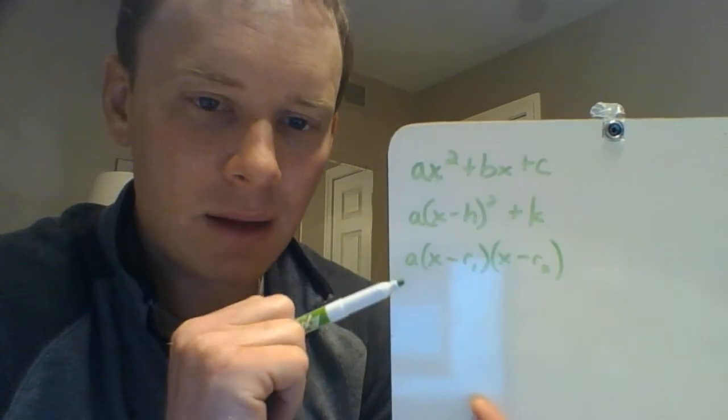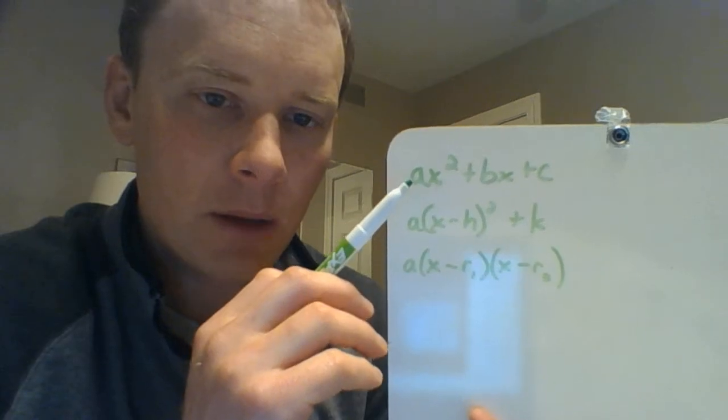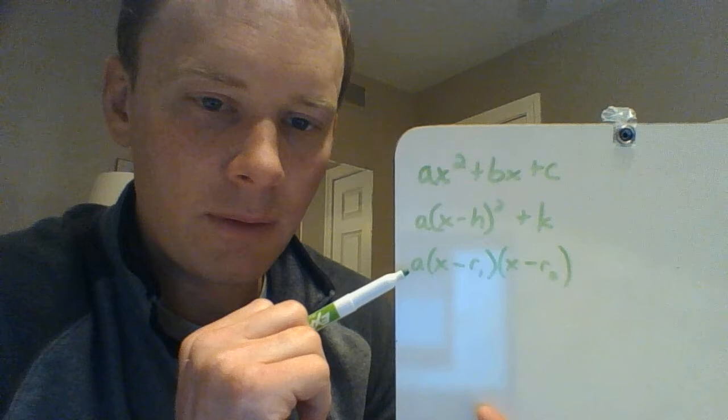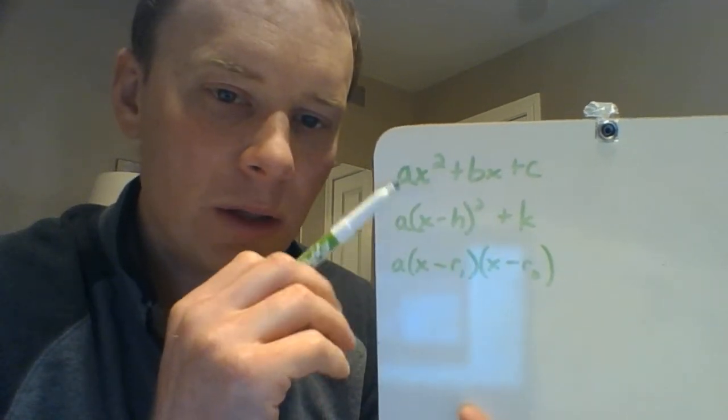Notice I did not have any of the equals y here. I just didn't put that on there for now. But this standard form, vertex form, factored form. And like I said, we need to work on being able to go from any one to all the other ones.